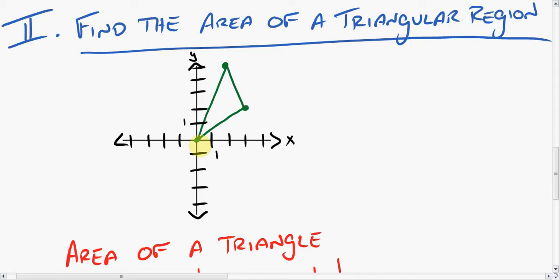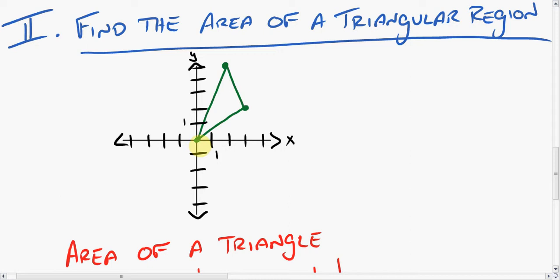All right, you could use the distance formula and then maybe a little bit of trigonometry to find what the height is. But it's a lot easier if this triangle is given to you in a coordinate plane, because we can use the determinant of a matrix to help us find the area. So we're going to use our skill of finding the determinant of a matrix.